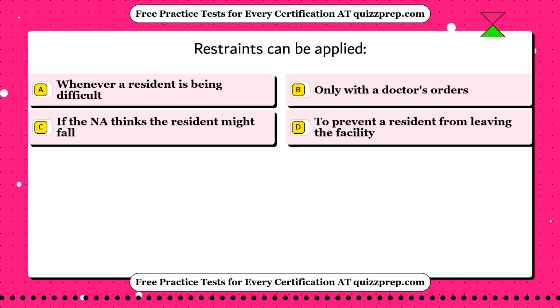Question 94. Restraints can be applied. Option A, whenever a resident is being difficult. Option B, only with a doctor's orders. Option C, if the NNAAP thinks the resident might fall. Option D, to prevent a resident from leaving the facility.